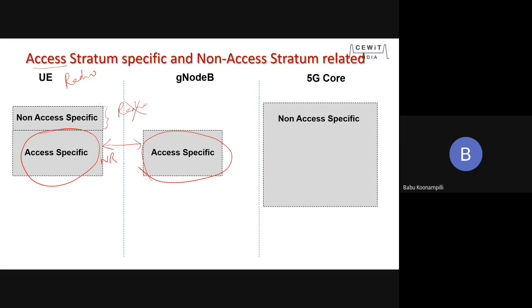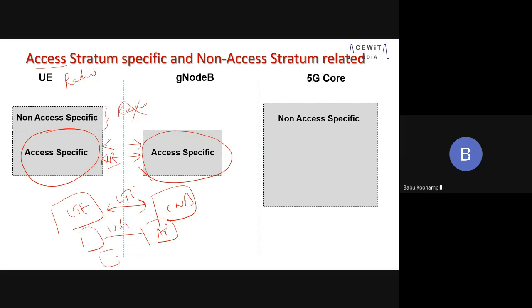Yeah, when I say access specific, it means that the functionalities here understand and cater to the access technology which is defined here. When you look at 5G and somebody asks you what the access technology is, it is new radio, NR. When you have an LTE device and the LTE base station, eNodeB, the access technology is LTE. Similarly, you have a Wi-Fi device and a Wi-Fi access point here. The access technology is Wi-Fi. Or when you have a wireline device and wireline switches here, the access is, for example, DSL.